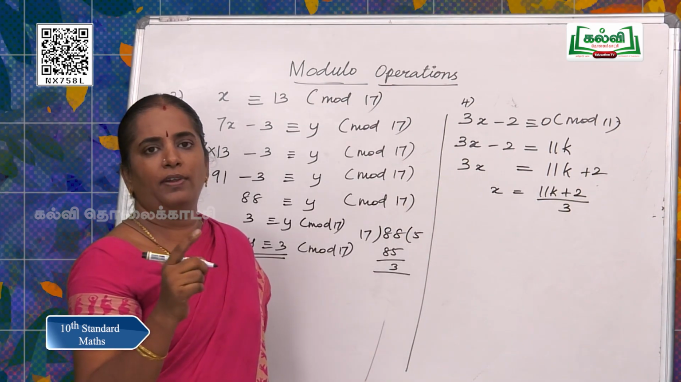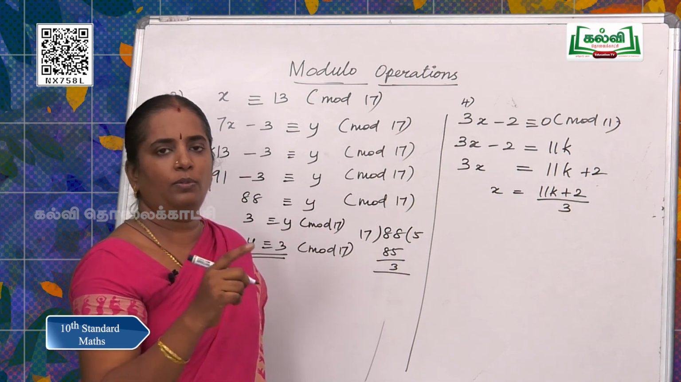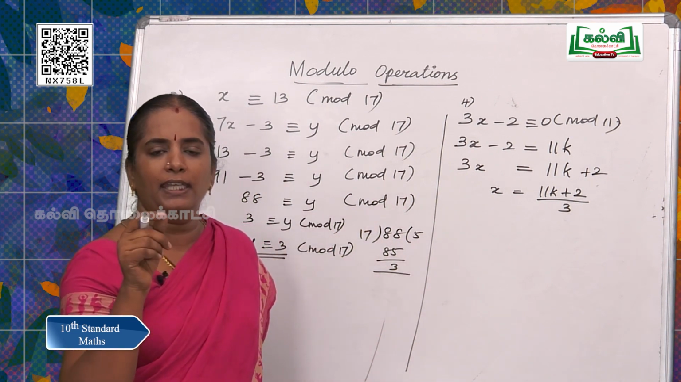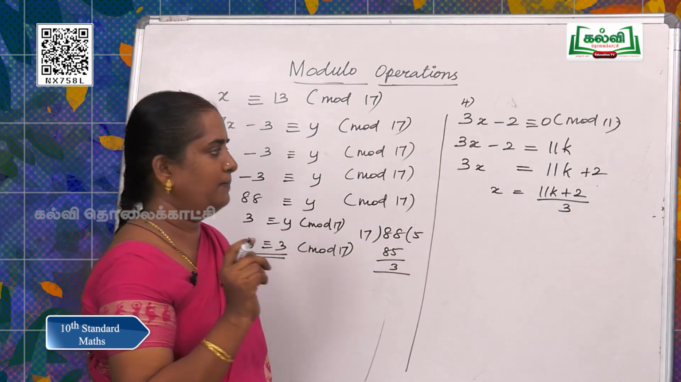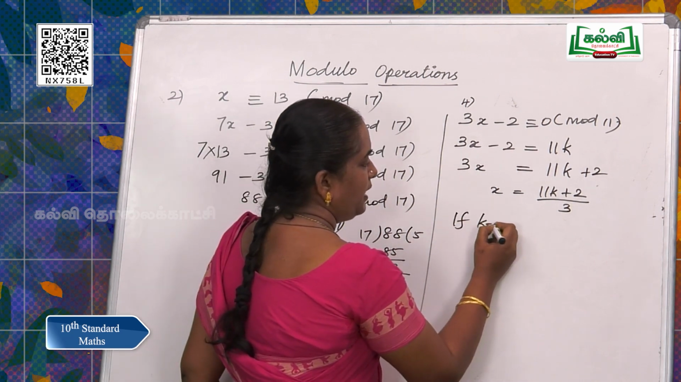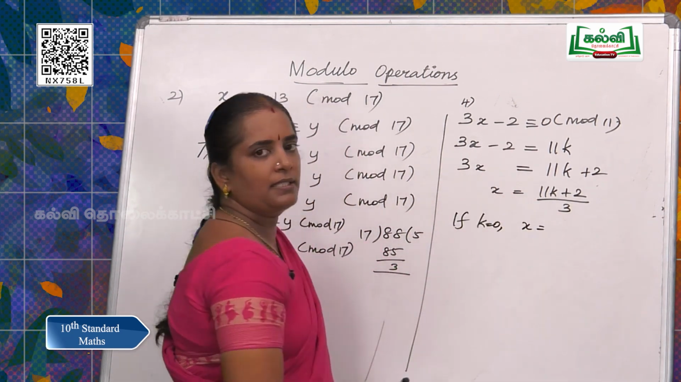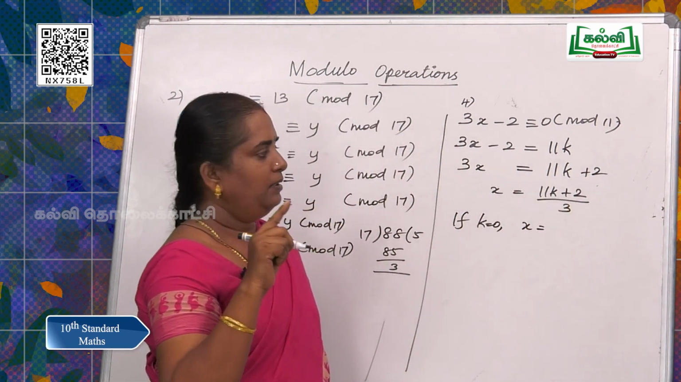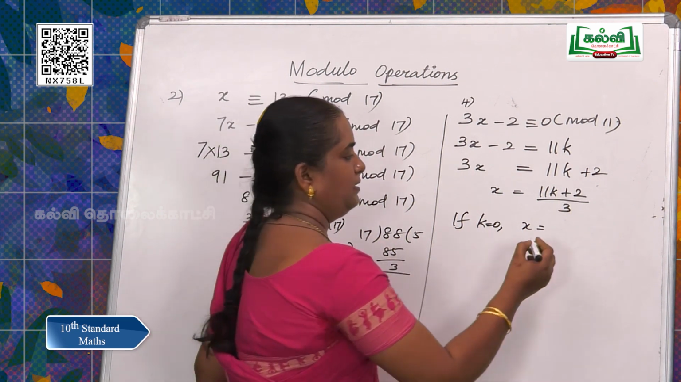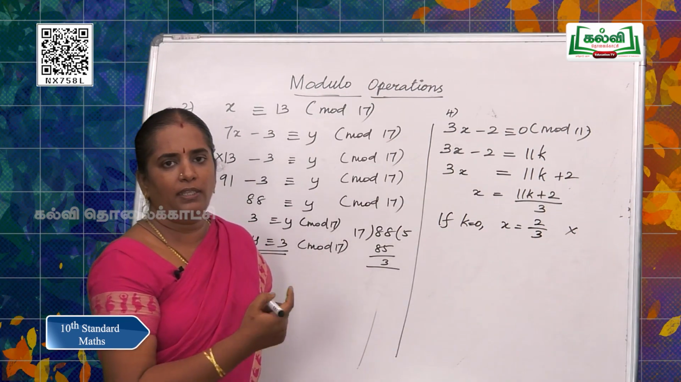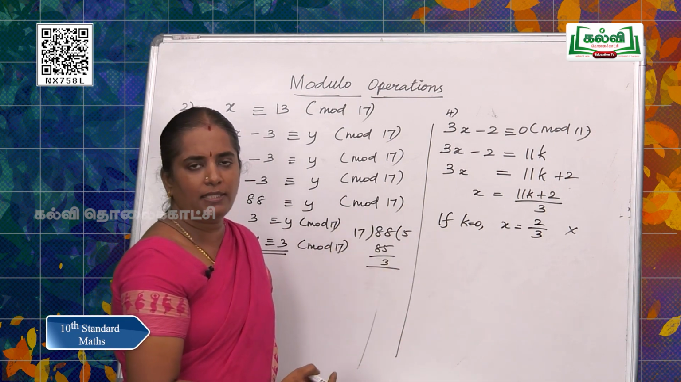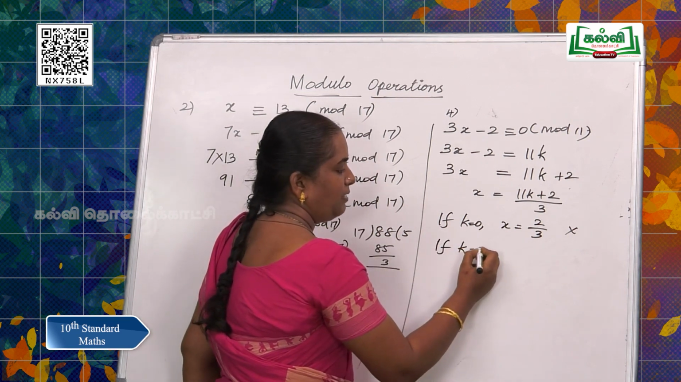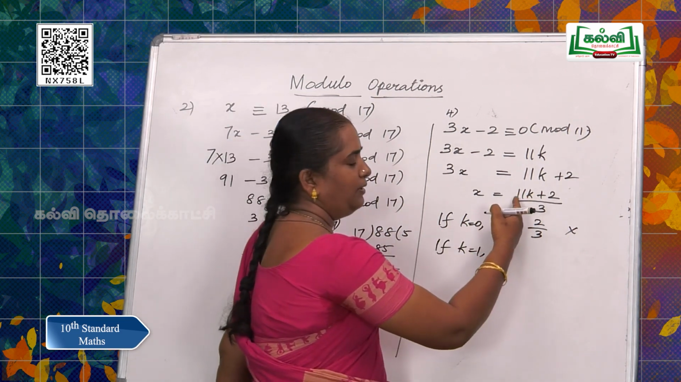So we are going to substitute values for k from 0, 1, 2 and on, and find the value of x till we get an integer answer. We have to do this. See, if k is equal to 0, what does x mean? 11 into 0 is 0, plus 2, so 2 by 3. Why is it not the answer? It is not an integer. Keep that in mind. So if k is equal to 1, let us try 1 into 11.